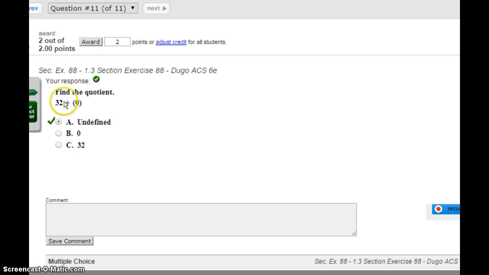And great job here in the last one. You can never divide by 0. Your calculator should say error if you try to type this in. It won't let you do it. You could do it the other way around. If you had 0 divided by 32, the answer is 0. But you can't divide by 0. So nice work.